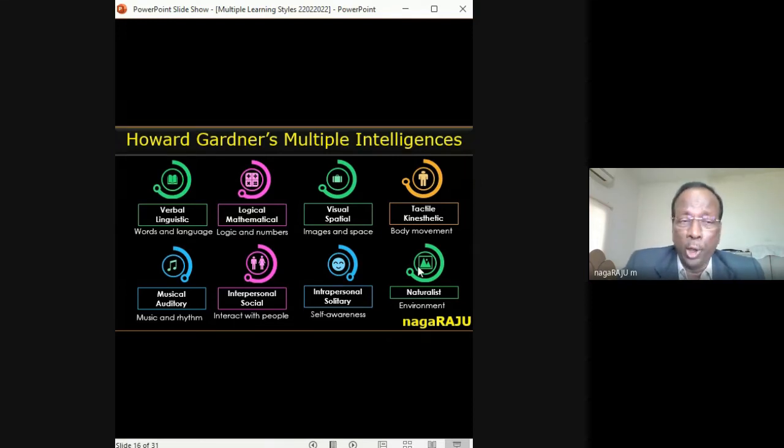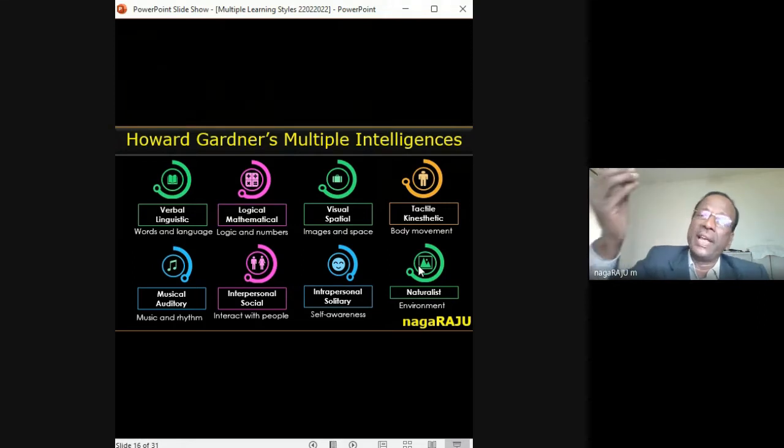Then the second are logical, mathematical. What do they learn from? Figures, logic, numbers. And the third category are visual. They learn with their eyes. It's very easy for them to learn when they see something. They work in space, right?